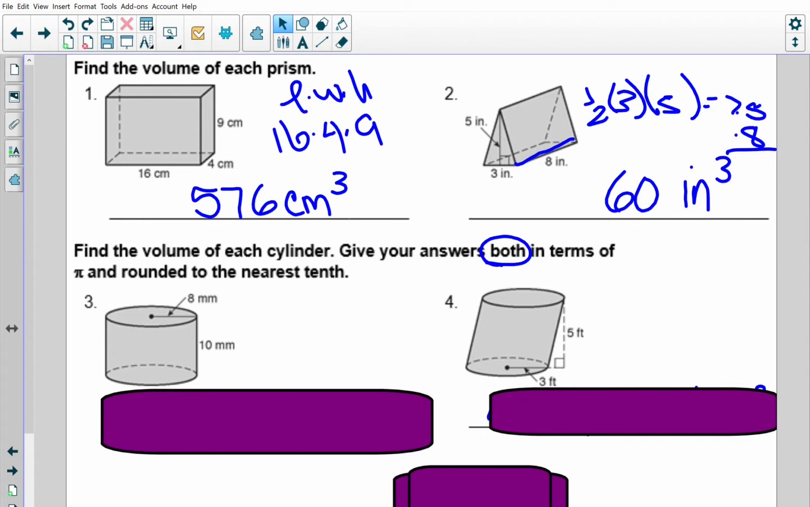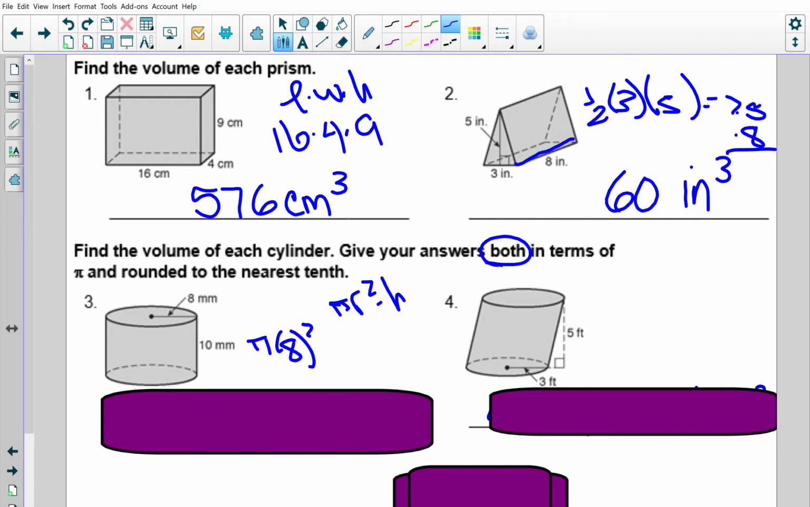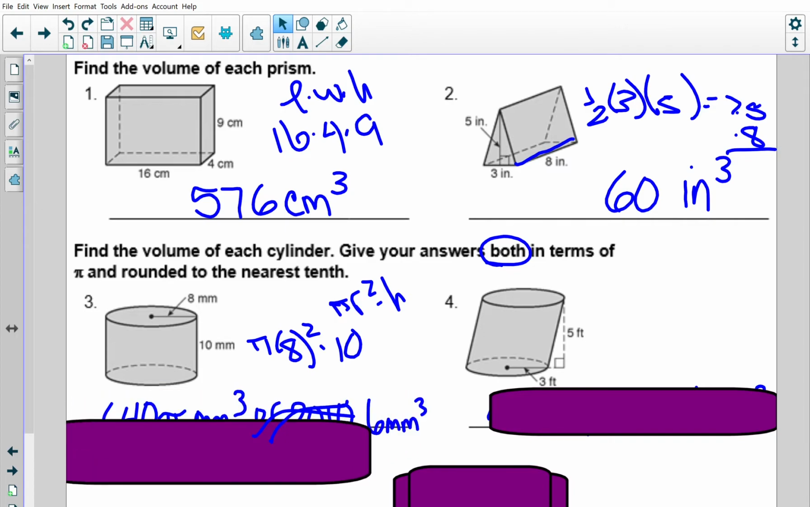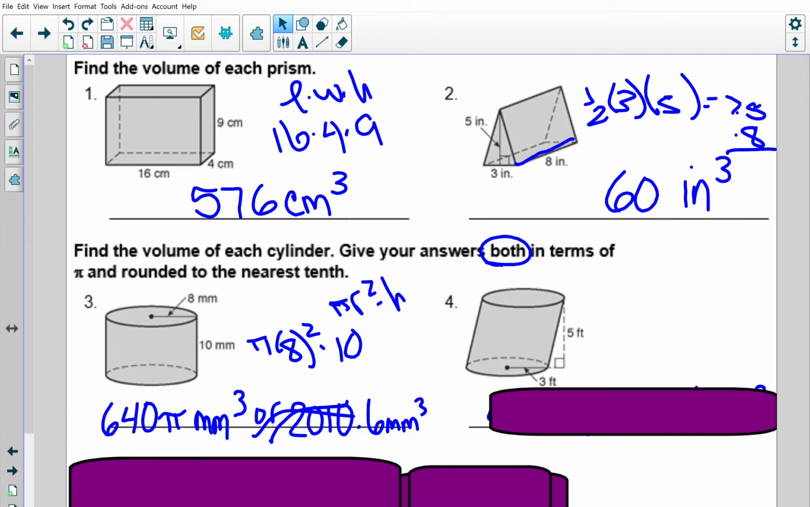The volume of each cylinder. So we want pi r squared, which is the area of the base because it's a circle, times the height. So over here we have pi, the radius is 8 squared, times the height. Well, 8 times 8 is 64, times pi, times 10. You see that we have 640 pi because we want answers in terms of both pi and rounded to the nearest tenth.